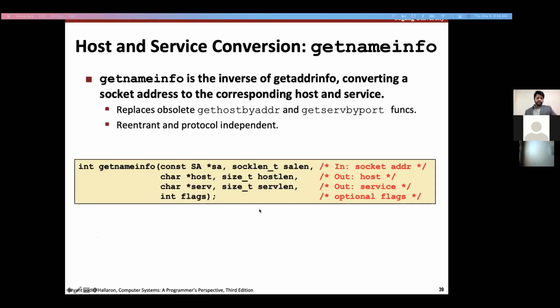So, host and service conversion. We have this get name information. Actually, it's like an inverse or the opposite of get address information, which converts a socket address to the corresponding host and service. It replaces the obsolete get host by address and get service by port functions. So it also has some advantages. It's re-entrant, and it's protocol independent, so you don't have to define any protocol when you invoke get name information.